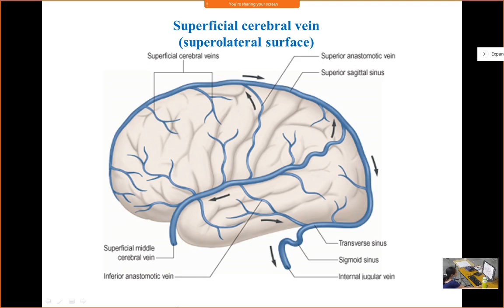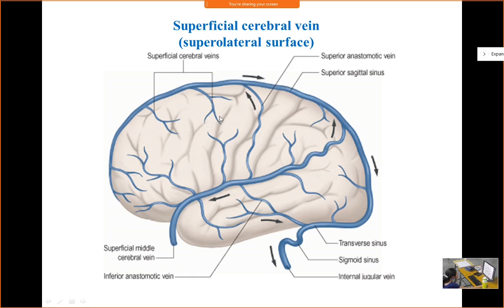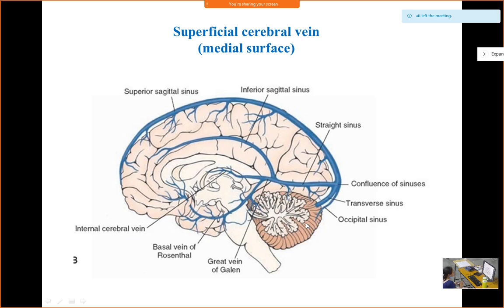Now you come to the inferior cerebral vein. So the inferior cerebral veins are present on the superolateral surface, on the medial surface, as well as on the inferior surface. So if we see, these are the inferior cerebral veins. So where are they draining? They are draining into the superficial middle cerebral vein. This is the inferior vein. They are draining into the transverse sinus. On the medial surface, they will drain into the straight sinus, okay, or into the transverse sinus.